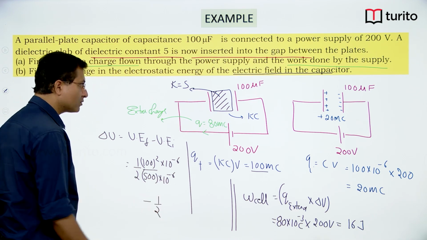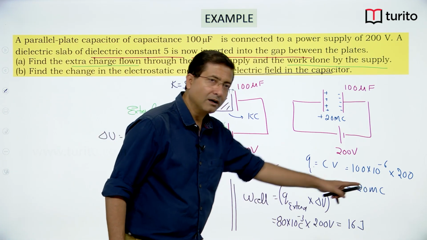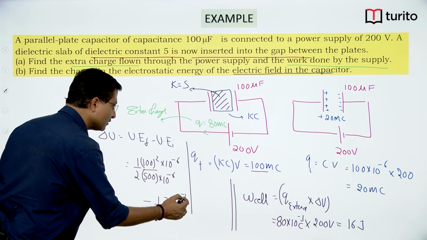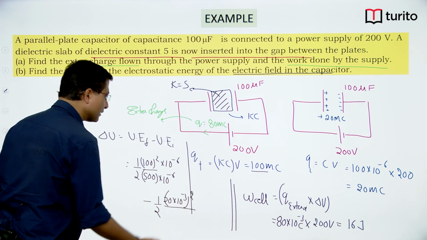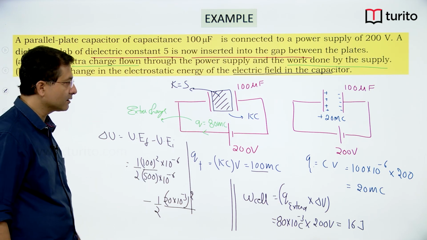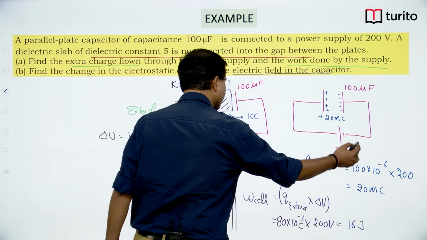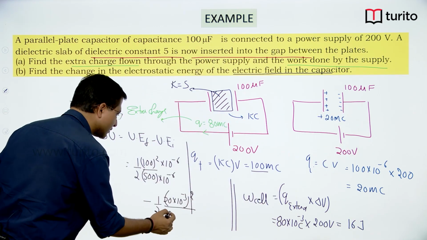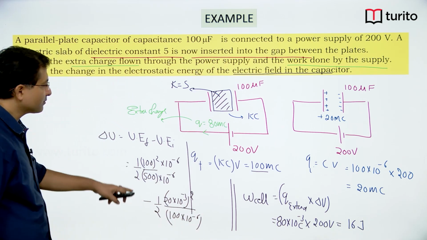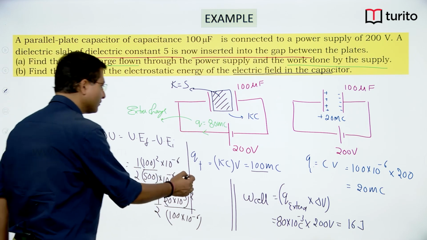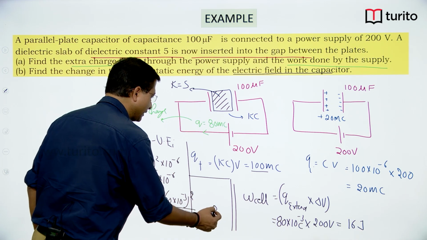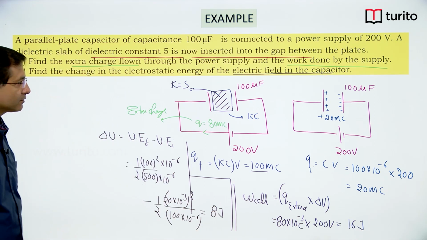minus, initially the charge on the capacitor was 20 millicoulomb. Here I can write 20 into 10 to the power minus 3 whole square divided by the capacitance. Earlier the capacitance was 100 microfarad, so 100 into 10 to the power minus 6. I can subtract these two, and after simplification I will get this value as 8 joule. You can check that.